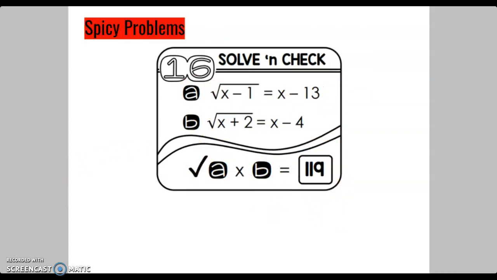And last but not least, you got some spicy problems. And those are like our day 2 problems where you're having to factor. Again, you're going to get your answers, multiply your answers together, and this should be the result. If you don't get that, you know that you did something wrong.